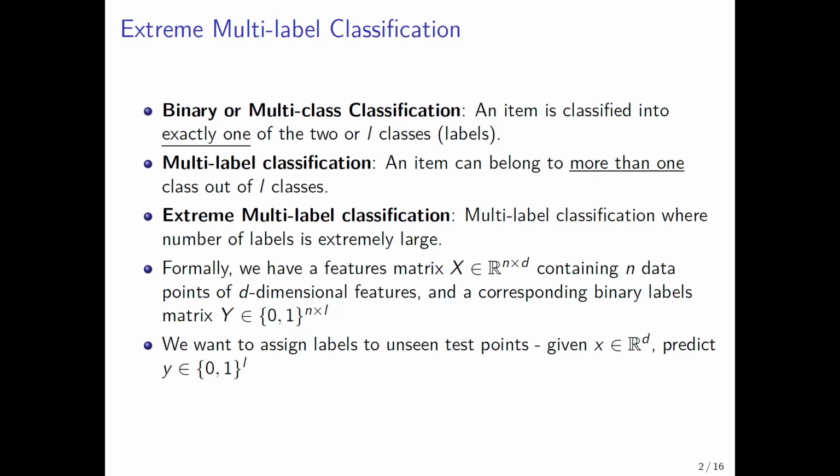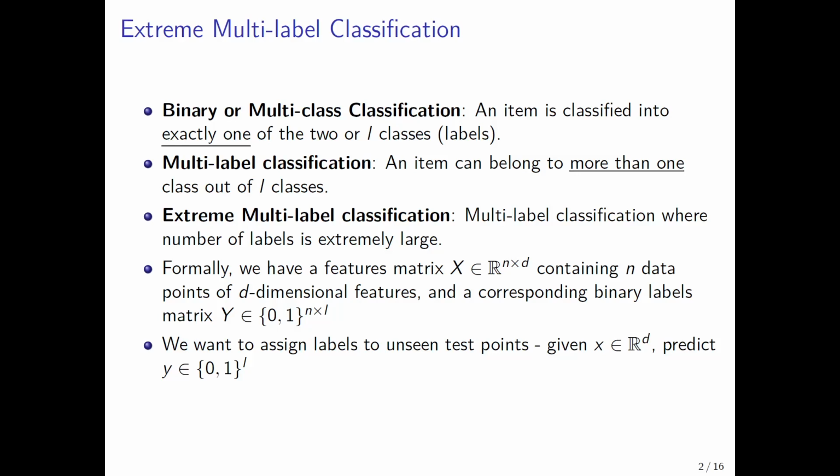But in the multi-label classification problem, an item can belong to more than one class. In the extreme setup, the number of labels is extremely large, usually in the order of 10 power 5 to 10 power 6. To define the problem formally, we are given feature matrix X and corresponding labels matrix Y as the training data. The features matrix contains n feature vectors, each of which belong to Rd so that it is of the size n by d, and the labels matrix contains L-dimensional binary labels of these n feature vectors so that it is of size n by L.